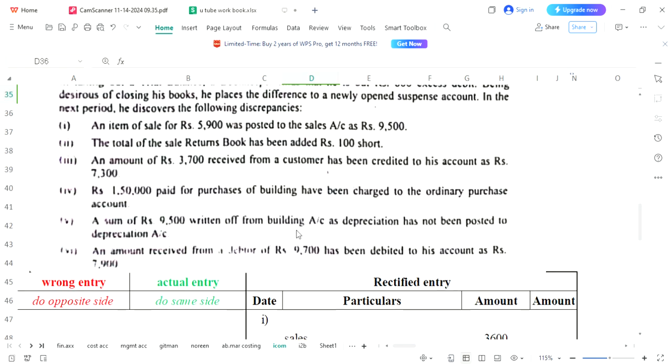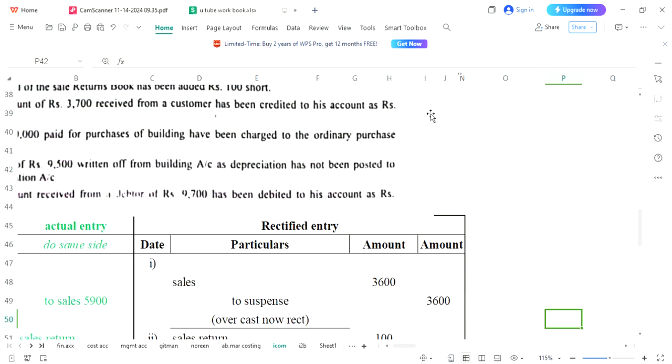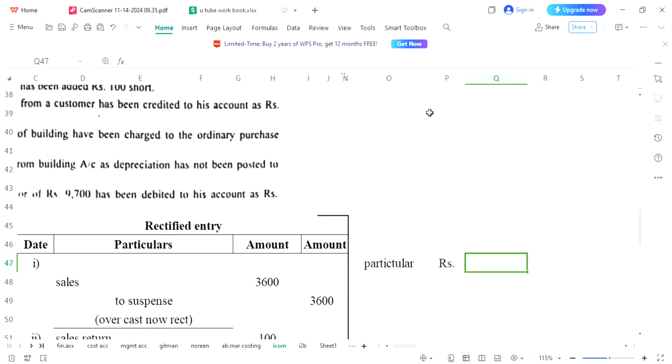But at the start of the question, I told you that we need to make a suspense account. Simply, as usual, we make ledgers. So this is a sort of ledger, and here we can create it. You will write particulars, then rupees, again particulars and rupees. We are making a simple T account, and you will see the suspense account only.